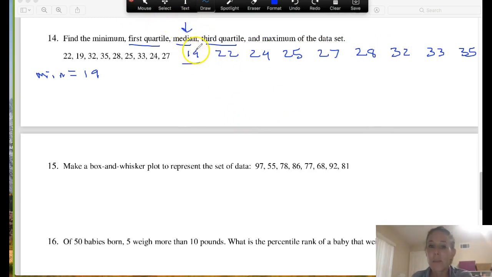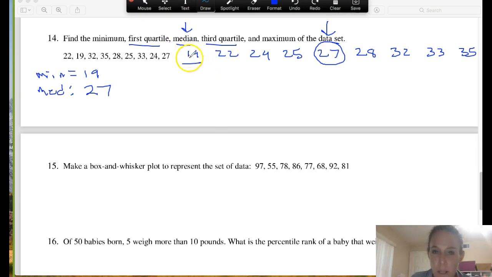So if there's 9 data points, there's going to be 1, 2, 3, 4 on this side, 1, 2, 3, 4 on this side, and the one right in the middle will be your median. Okay, because it's an odd number, you find the one in the middle. There's 4 data points here, 4 data points here. So the median or the middle is 27.